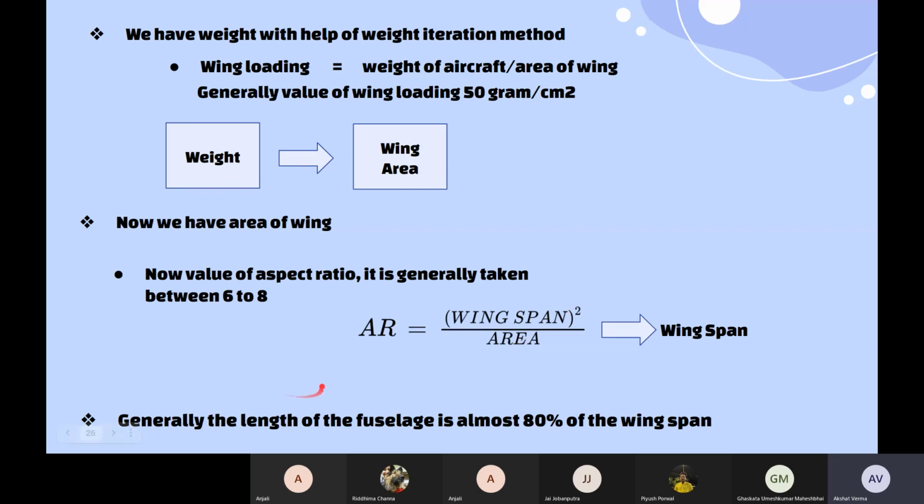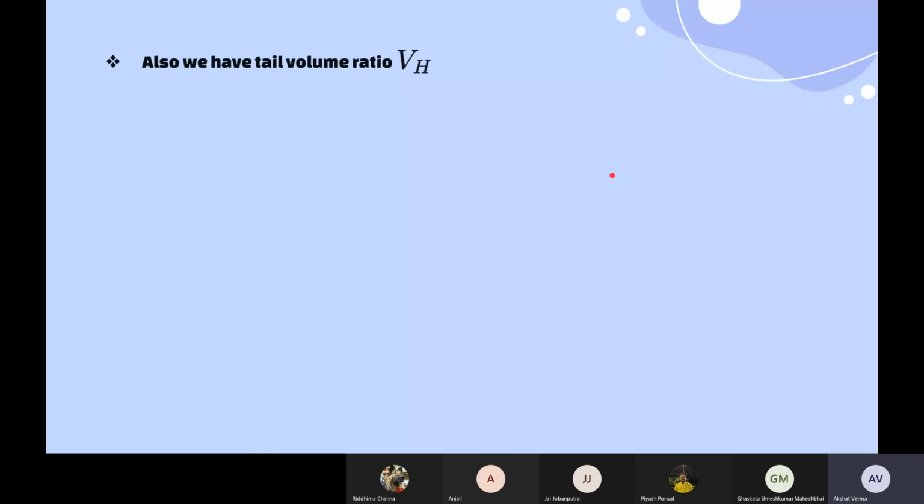So now let's look at the fuselage. The fuselage length is generally almost 80% of the wingspan. It's historical data which most of the aircrafts follow. So we can safely assume that to be true, and we can take the length of our fuselage to be around 80% of the total wingspan of our aircraft. So from this we have got the weight of the total aircraft, we have got the information about our wing, and we have also got the information about our fuselage. So now remains the tail.